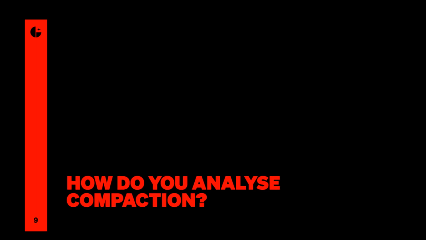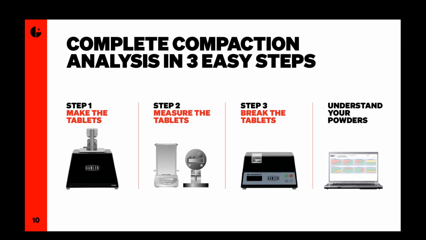So next is, how do you analyze compaction? With our system, there are 3 steps to generating the compaction triangle data. First, you make the tablets, then you measure the tablets, then you break the tablets. 3 steps. You make the tablets using one of our D-series instruments. We offer a D1000, which can compact tablets with a compaction load of up to 1000 kilograms. We also offer the D500, which goes up to 500 kilograms.